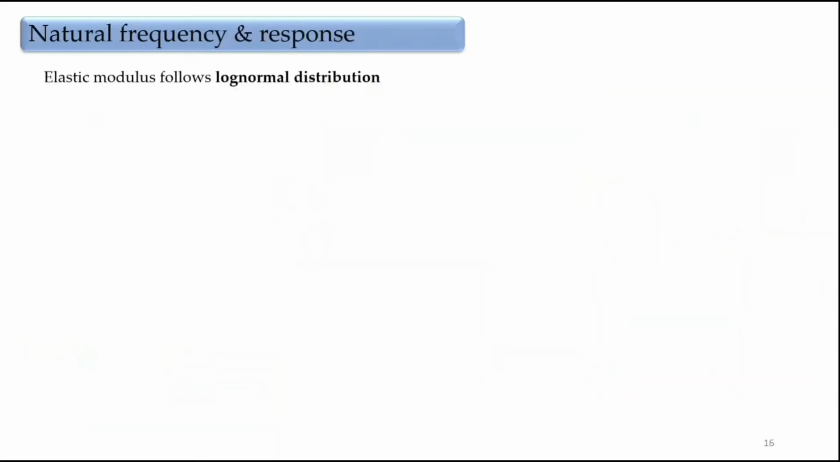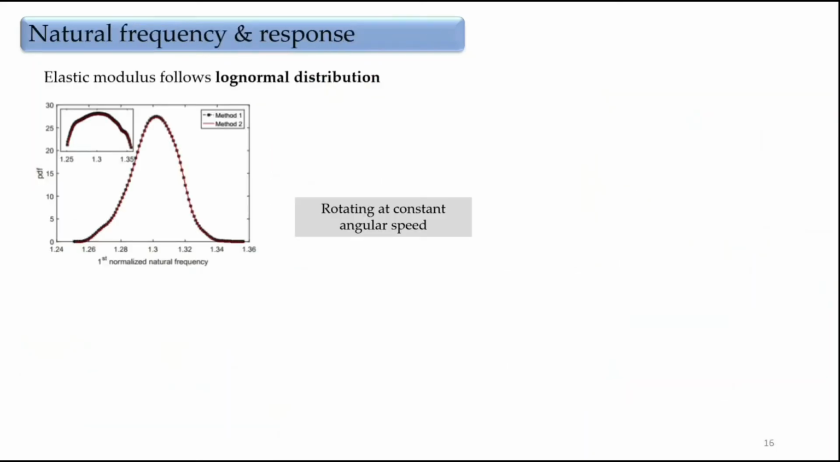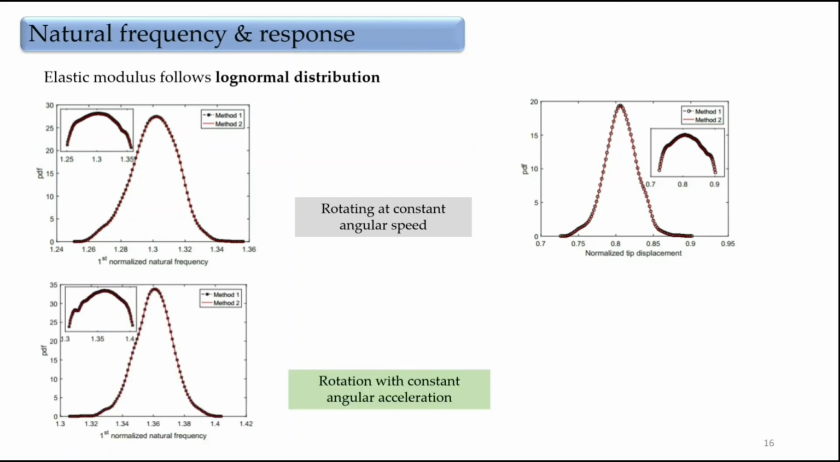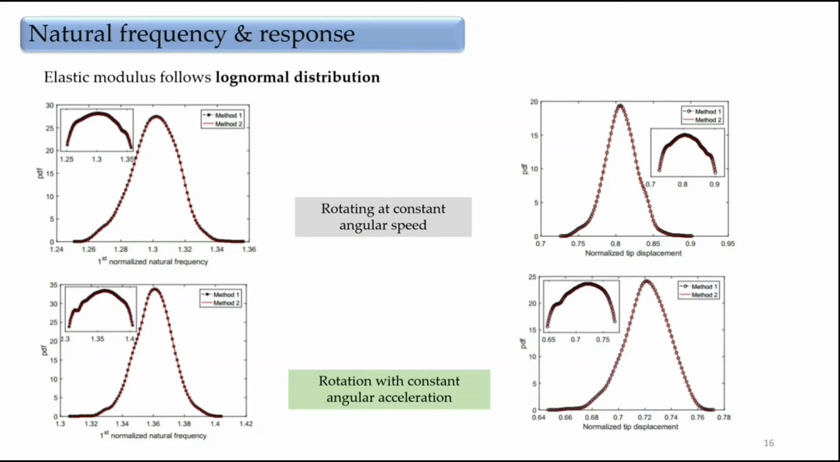We have plotted the response quantities such as the PDF of natural frequency and tip displacement when the excitation frequency corresponds to the first natural frequency of the system when the system is operating at constant angular speed, and we can see a good match has been observed. The similar thing has been plotted for the case when the system is rotating at constant angular acceleration, and we can see a good match has been observed in this case as well.